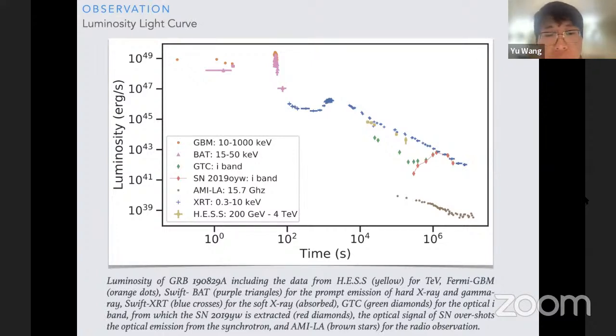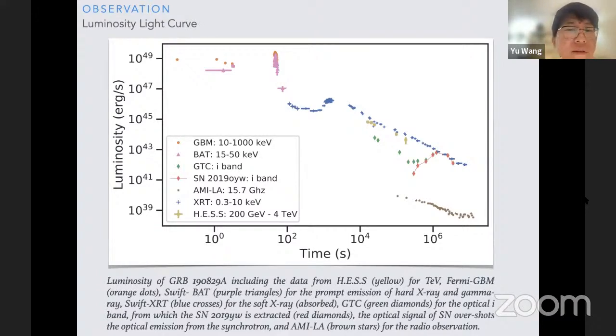Though there are some red points, the red points are extracted from the green one, because using the green one, then minus the optical from the synchrotron. Then we have this red one. This red one is the supernova component. And in the below, we can see also the blue one is the longest one. Blue is the X-ray. So we can see the X-ray is parallel to the HESS. Also, it's almost parallel to the optical. So optical, very high energy, and X-ray, their light curves are almost parallel. Also for the radio, so it's parallel also.